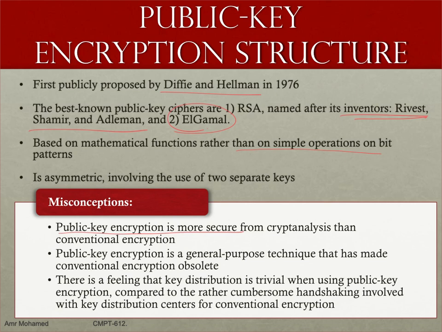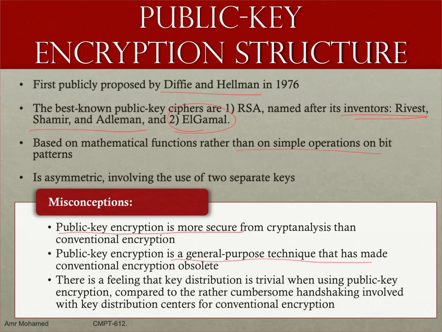In fact, in many cases, because of the high complexity, public key is used more for message authentication rather than as a general purpose encryption algorithm. So we'll see that. Another misconception is that public key encryption is a general purpose technique that has made conventional encryption obsolete. That's also not true, because some public key techniques cannot be used for general purpose, such as Diffie-Hellman. Diffie-Hellman cannot be used for general purpose.